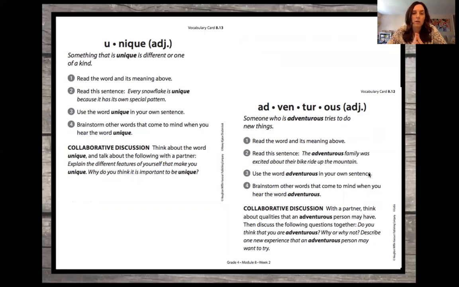If you are not working independently and you're working with a partner or in a small group today, you can also talk to your partner and explain the features of the word. Are you unique? Are you adventurous? And then discuss it with your partner.